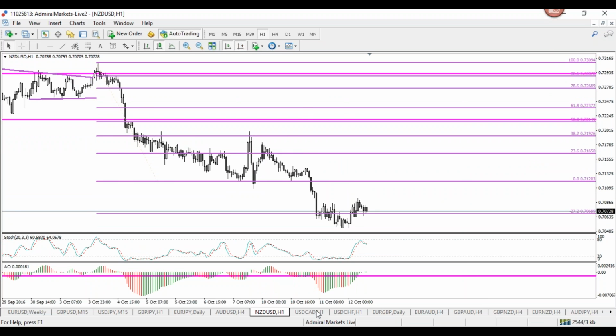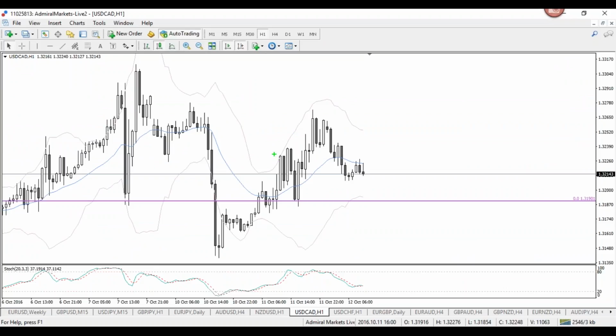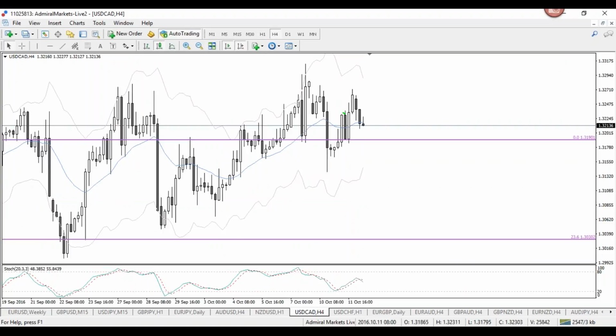Let's see if there's anything else. Dollar CAD got the retracement and the bounce. We're talking about this candle yesterday. If it's bullish, we might see a retracement and a bounce. We saw that. But look how choppy it is. It went up, but then slammed into the resistance right away and is moving down again. So this is really not a great environment on the dollar CAD.